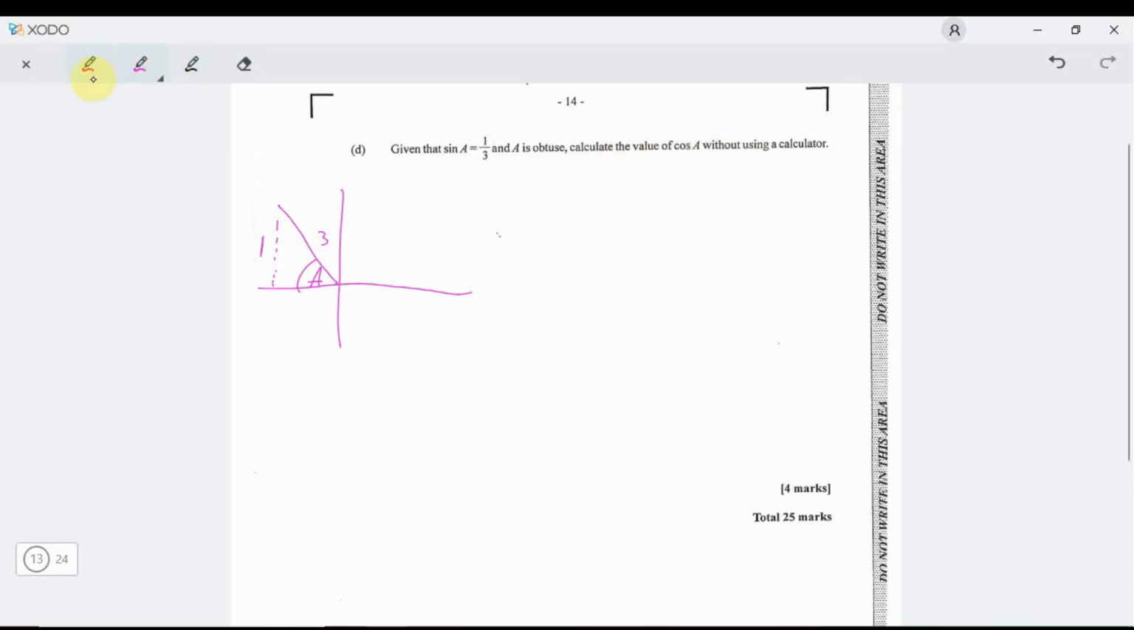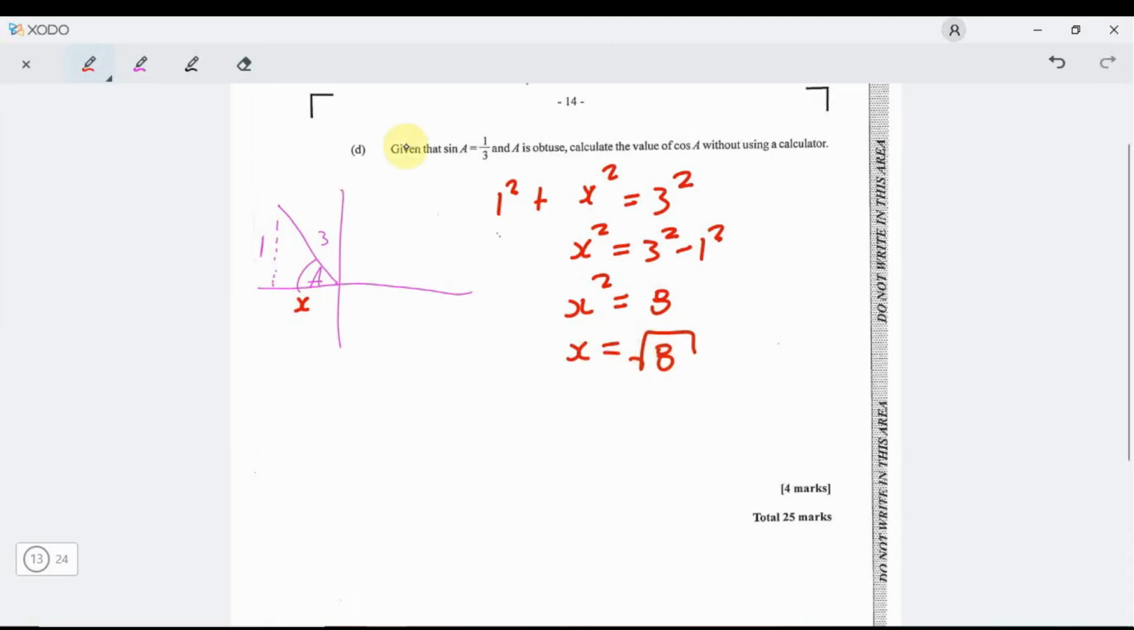So the first thing is we need the adjacent. Let's call the adjacent x. The first thing we know is that opposite squared plus adjacent squared equals hypotenuse squared. So x squared equals 3 squared minus 1 squared, x squared equals 8, x equals square root of 8. So cos theta is adjacent over the hypotenuse, so it's square root 8 over 3. Remember they said no calculator? So that is it, square root 8 over 3.